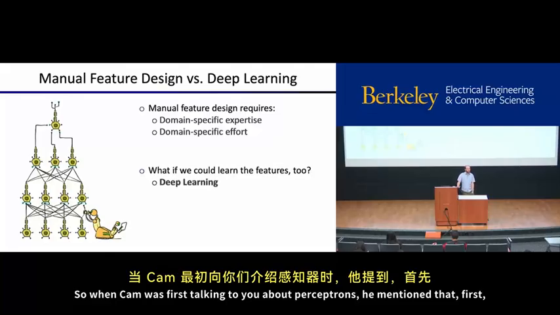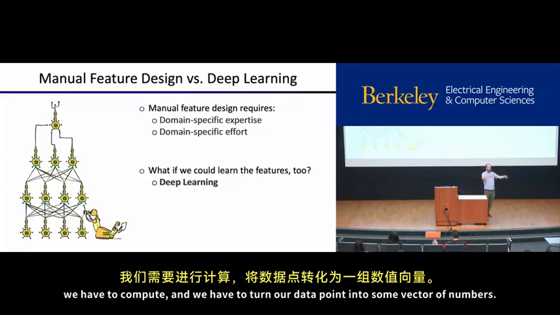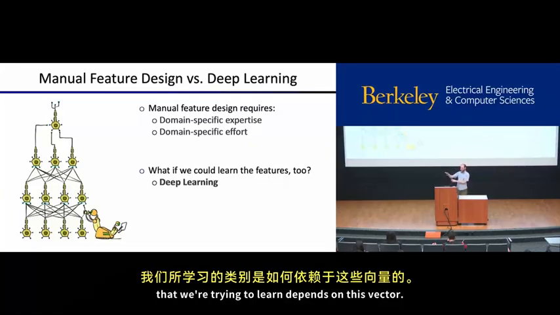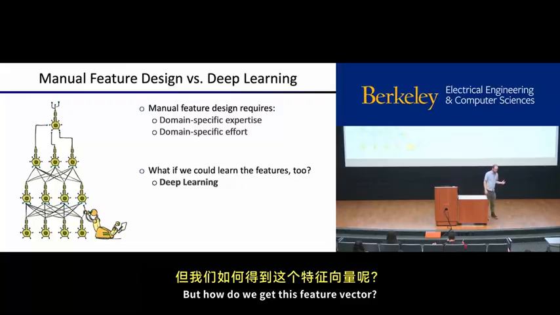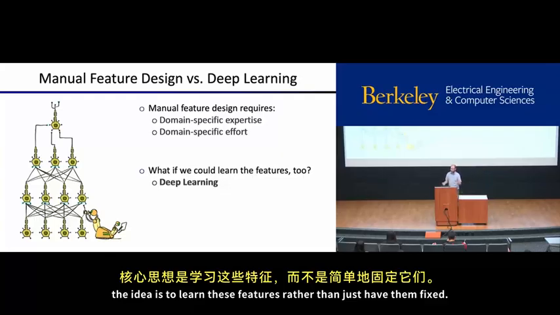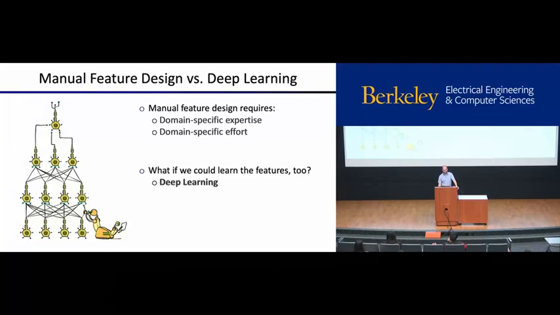So when Cam was first talking to you about perceptrons, he mentioned that first we have to turn our data point into some vector of numbers. And then once we have that, we can do machine learning to figure out how the class that we're trying to learn depends on this vector. But how do we get this feature vector? In deep learning, the idea is kind of to learn these features rather than just have them fixed.